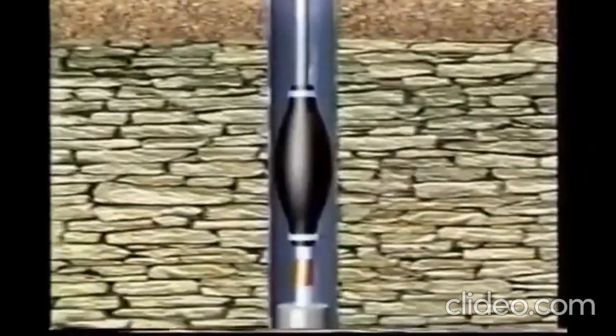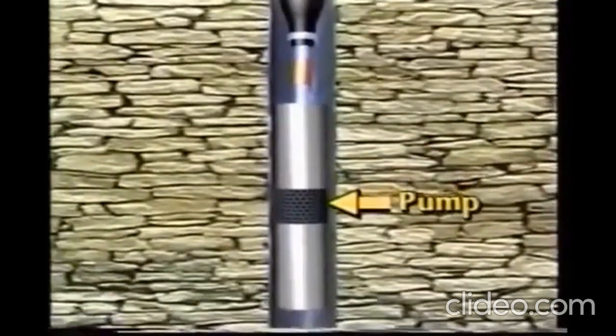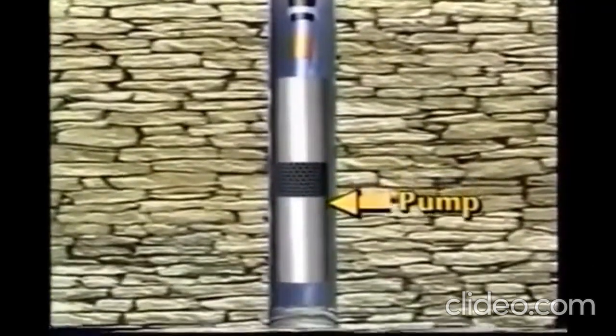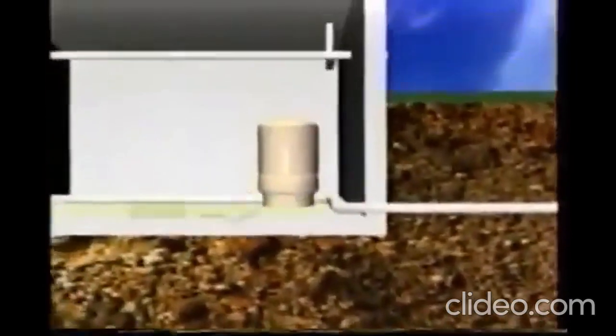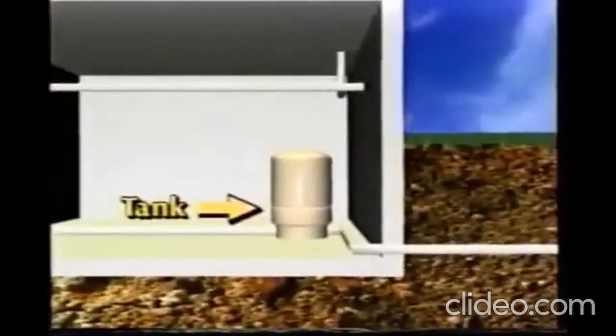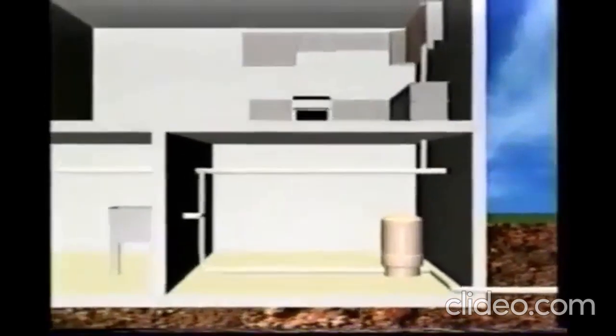Some wells use a well screen to let water in and to keep sand out of the well. A pump is needed to get water out of the well and into the home. Water from the aquifer is pumped from the well into a pressurized tank, which stores water for use when the pump is not running. From this distribution point, water is piped to individual use points in the home.